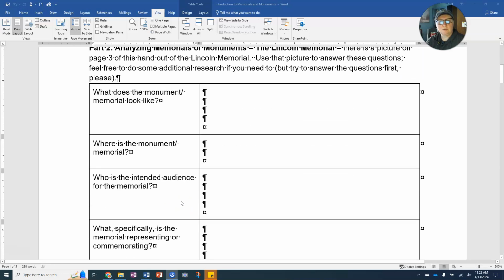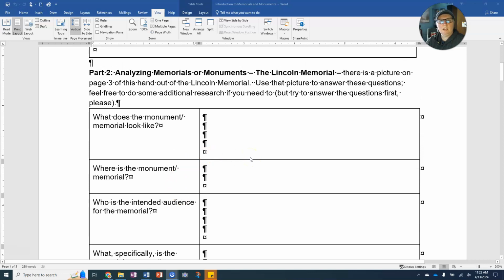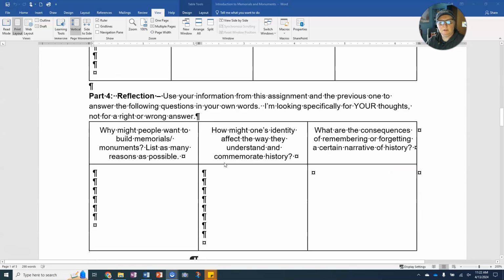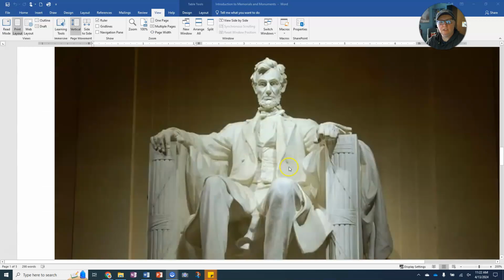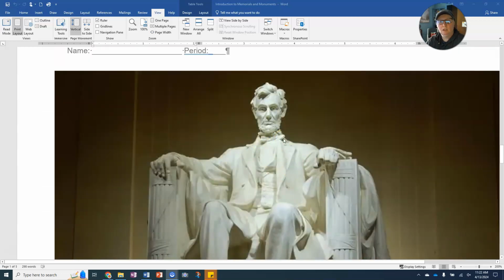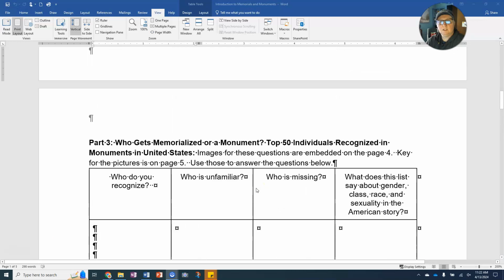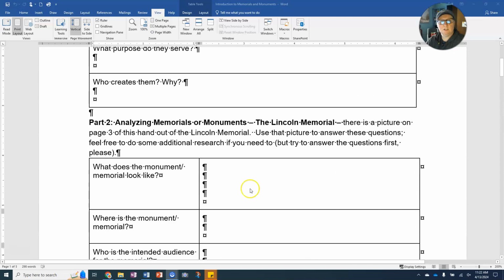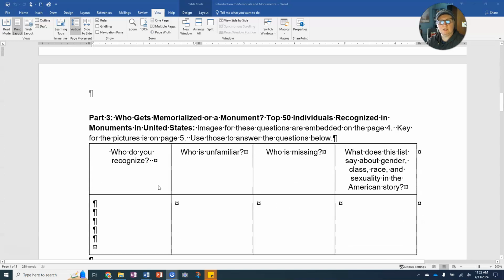Part two, as we're scrolling down, we're going to analyze the Lincoln Memorial, and you're going to do a little bit of research about this so that you can answer some of these questions. But I'd love it if you could try and answer some of them on your own first. Okay. And we've got a picture of the Lincoln Memorial. If you keep scrolling through the handout, this is the Lincoln Memorial right here. Okay. So that's what we're talking about. So there's a picture there for you to look at, and then you can do some research as needed. Okay. So that's part two of our assignment.